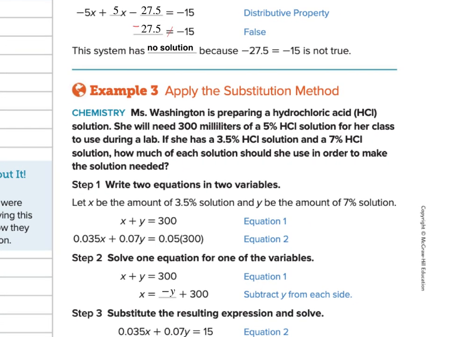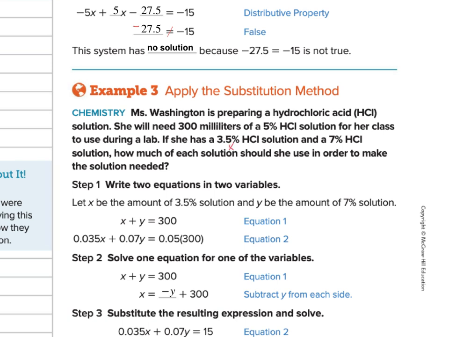Applying the substitution method. Now, creating a system can be challenging, but Mrs. Washington is preparing a hydrochloric acid solution. She will need 300 milligrams, and she wants 5% solution for her class to use in the lab. If she has 3.5% solution and a 7% solution, how much of each solution should she use in order to make the solution? Well, think of it this way.